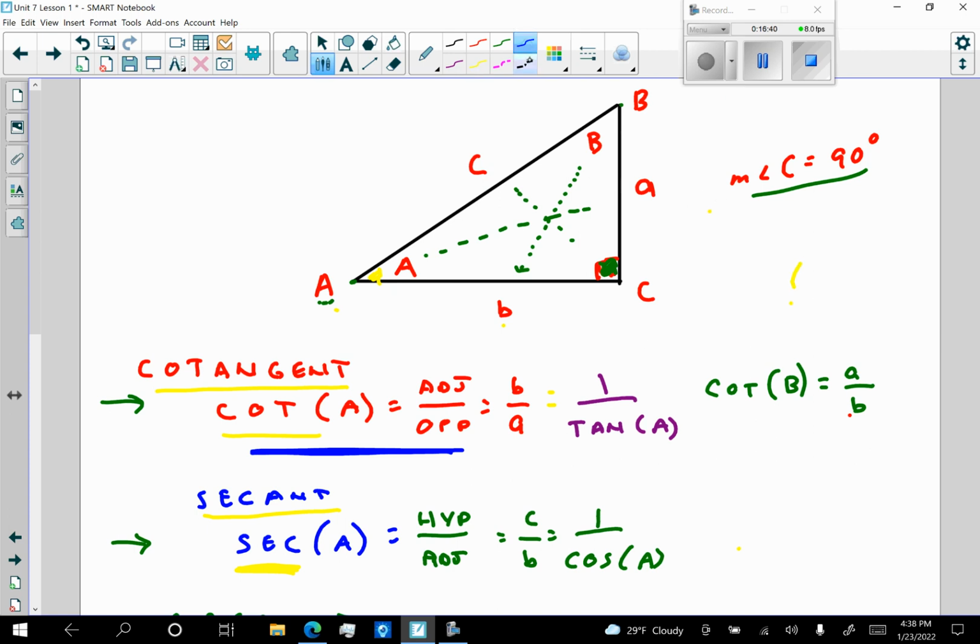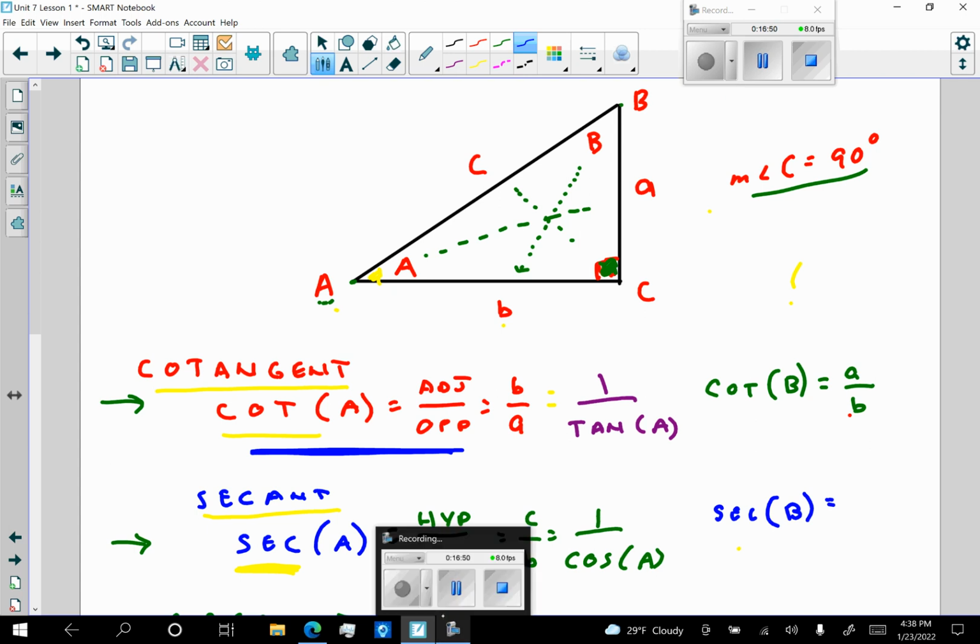And before I go further, I'm going to talk about the secant of angle B here. I'm going to use this definition right here. What the heck is the secant of angle B? The secant of angle B is going to be the hypotenuse again, divided by the adjacent side. So this time it's going to be c over a.